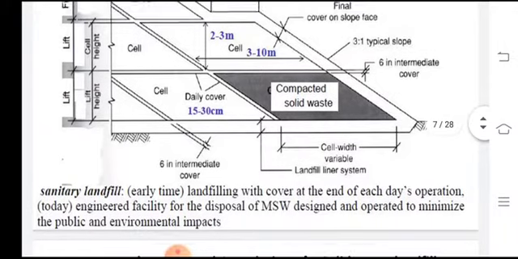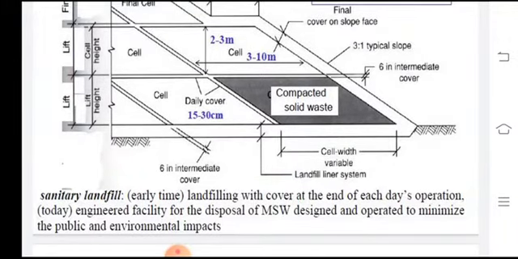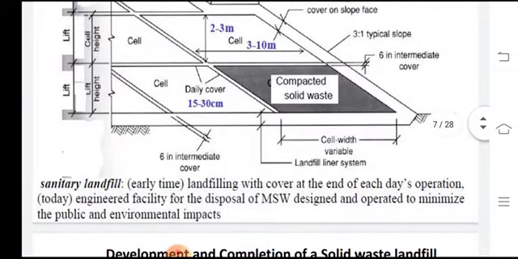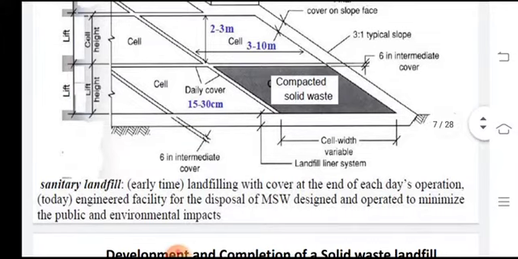Then we need to design the cell sizes based on the nature of the waste which is going to be disposed in each cell. And then every cell will be covered on a daily basis, and this cover, you can observe, is about 15 to 30 centimeters. That means it is about half to 1 foot in thickness. So it is important to keep the impact of other wastes separate.